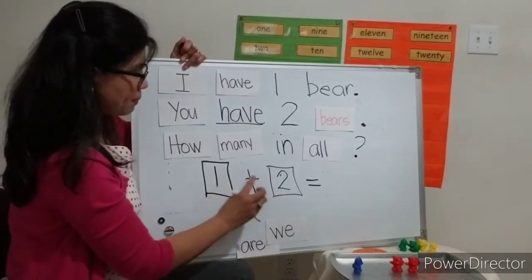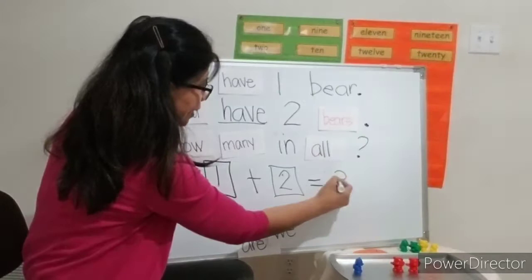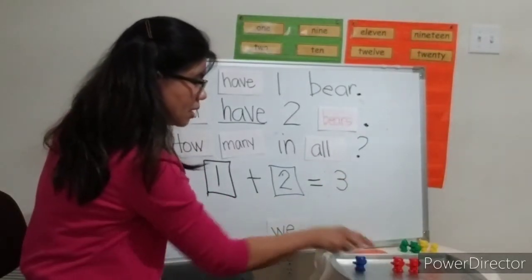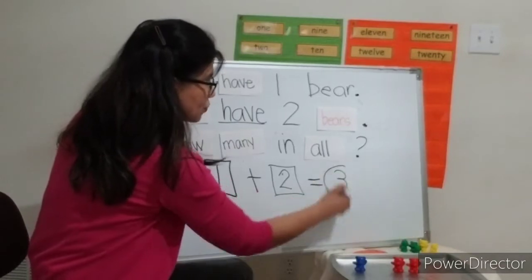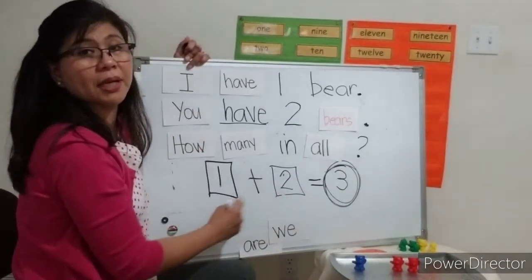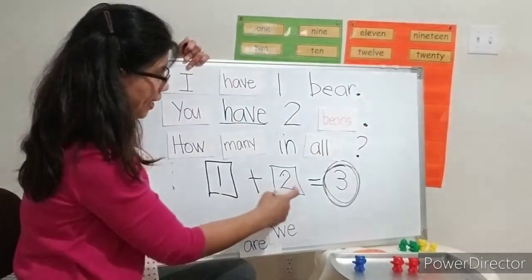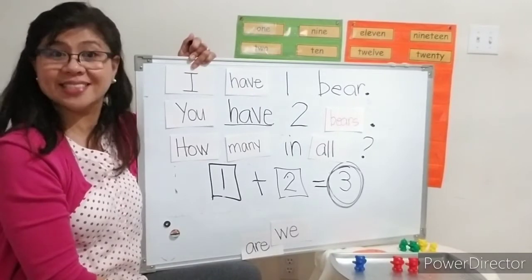Okay, so 1 plus 2 equals how many in all? 3. Can we count again? How many bears do I have in the playground? 1, 2, 3. So 3 is the sum, and 3 is the whole number. The 2 parts that make the 3 are the numbers 1 and 2. Okay? So this is called addition.